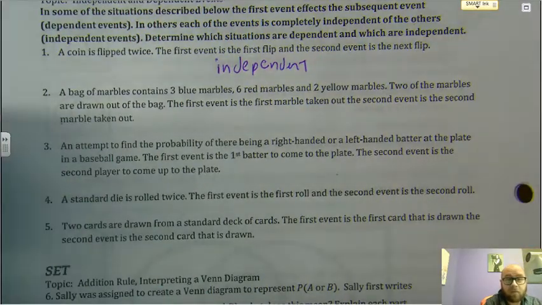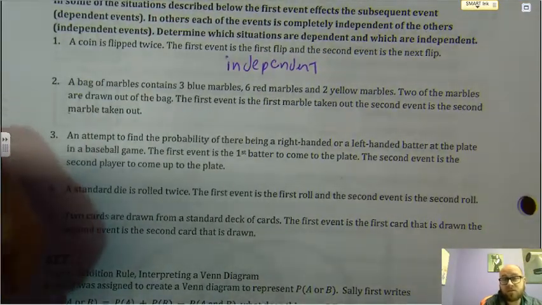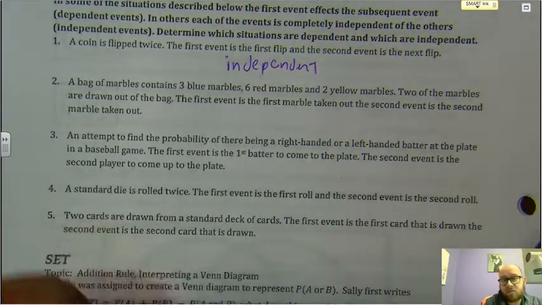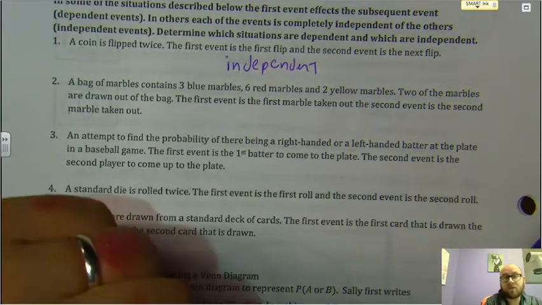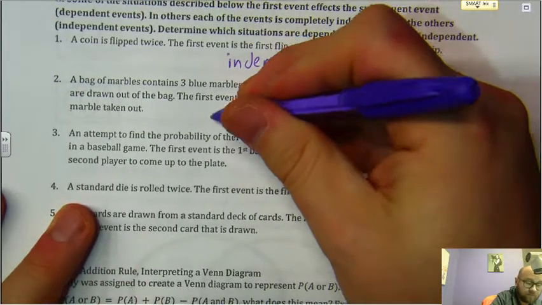A bag of marbles contains 3 blue marbles, 6 red marbles, and 2 yellow marbles. 2 of the marbles are drawn out of the bag. The first event is the first marble taken out. The second event is the second marble taken out. So this is just like the deck of cards example I was doing. Now, since there is 1 fewer marble in the bag, it's going to change the number of marbles in the bag and the probability of pulling it out because the ratios are different. So this is definitely dependent.